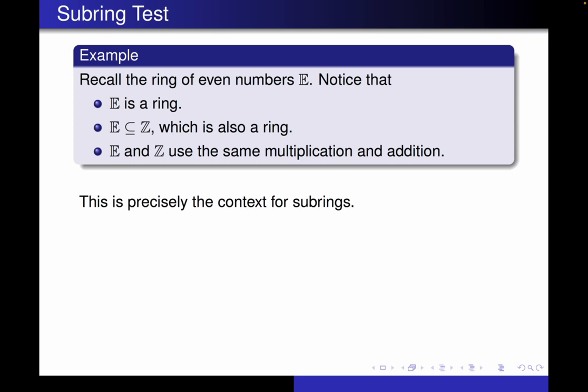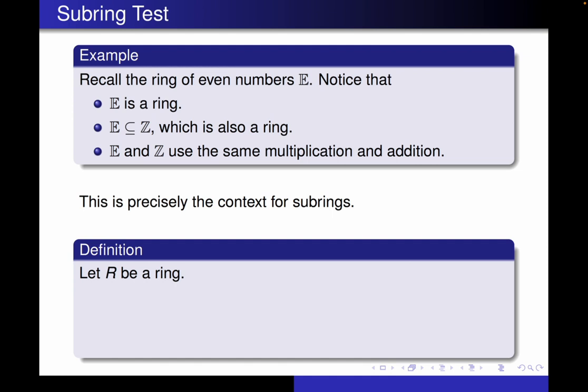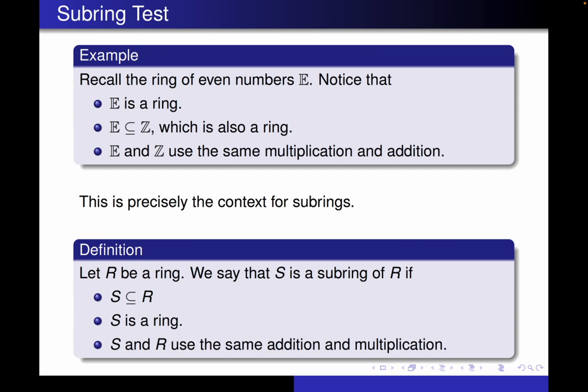So this is going to be precisely what we mean by a subring in general, except we're going to do it in a general ring. So we're going to assume that R is a ring. We're going to say that S is a subring of R if three things happen. First of all, S is a subset of R that contains elements that are also in R. S is itself a ring. And when we're looking at the addition and multiplication, the addition and multiplication we use in S is the same multiplication and addition we use in R.